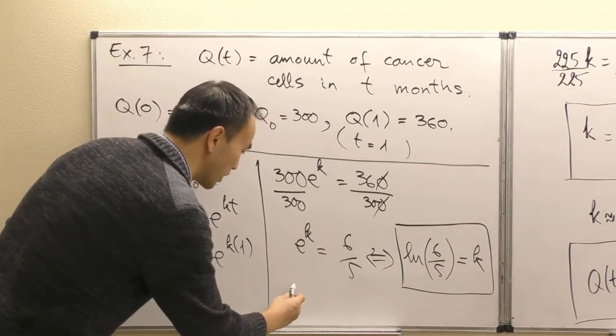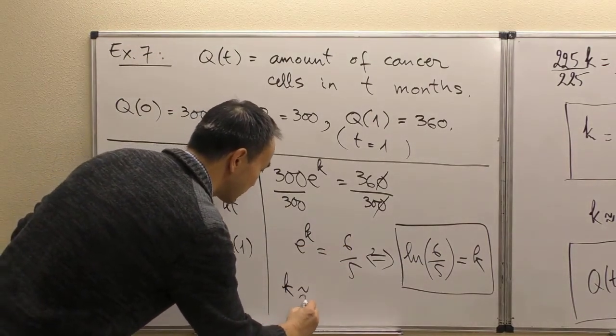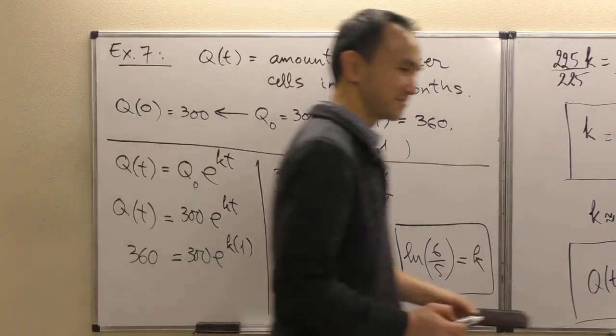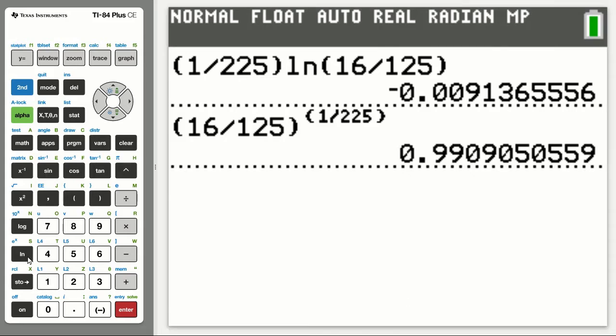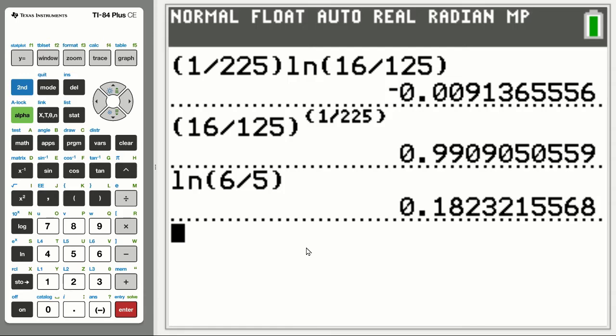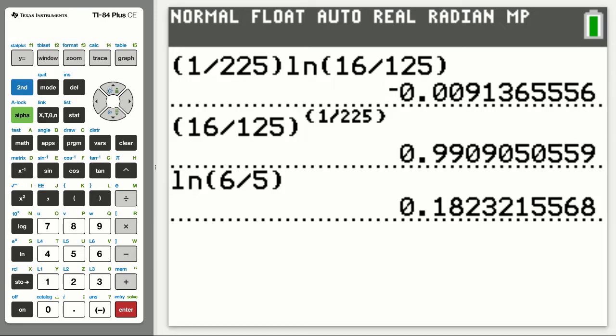So now I'm going to swing over to my calculator and get an approximate decimal. Now I'm looking at natural log of 6 over 5. My k value, the relative or continuous growth rate here, comes out to 0.018232, and it's a lot longer, but I'm only going to go with 5 decimal places.